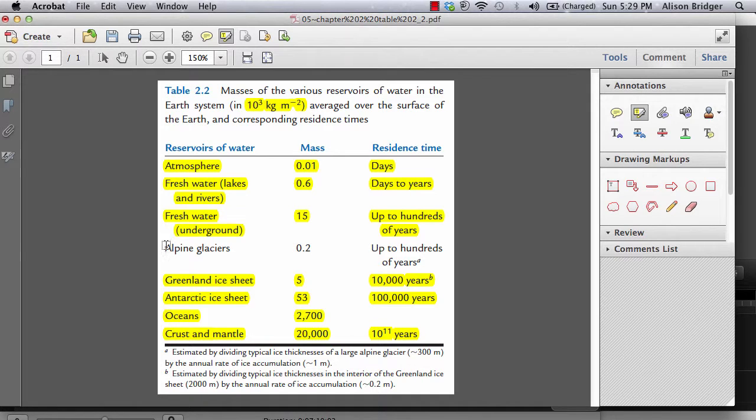And finally, alpine glaciers, a much smaller amount. This is the kind of thing you find at Glacier National Park, 0.2 units. That's still 20 times more than is in the atmosphere, and it's locked away for hundreds of years. So the take home is you should be familiar with the elements in this table, the names of the reservoirs, a rough idea of how much mass is in each reservoir, and what the residence times are.